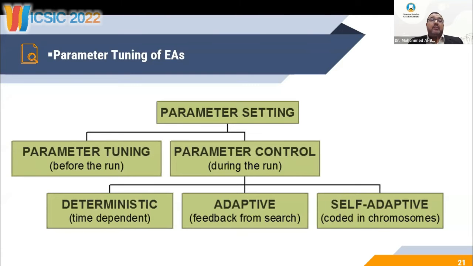fitness value. In parameter tuning, normally the parameters of the optimization or evolutionary algorithm have an impact on the performance.